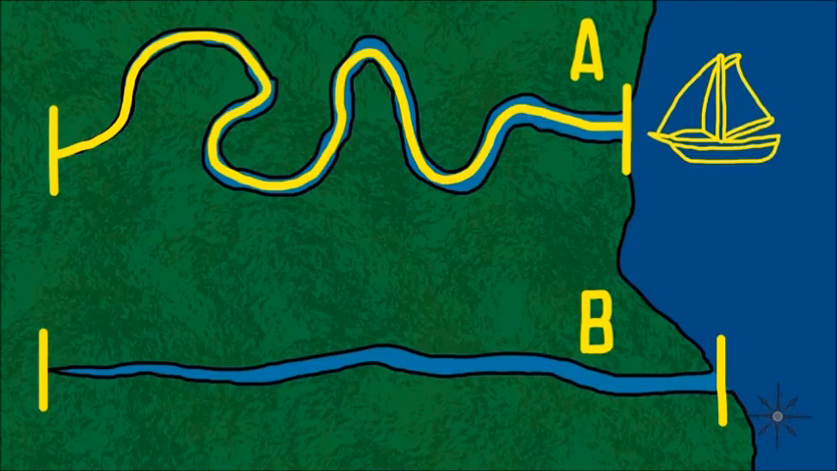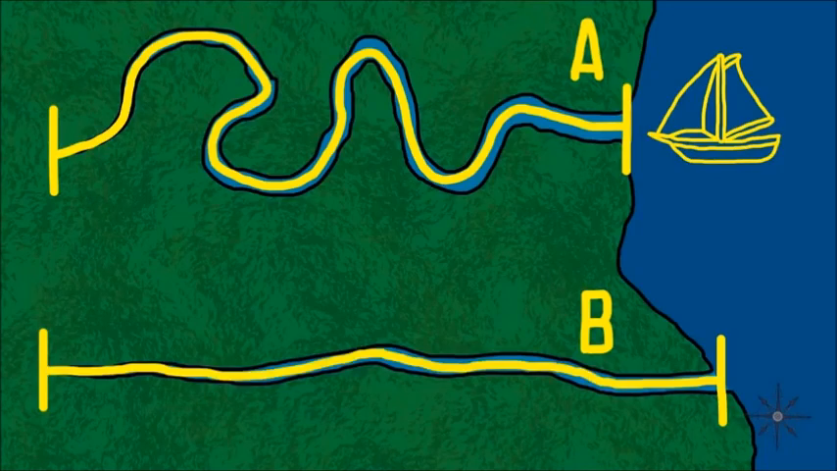It's for this reason that in most practical purposes, a river's length is defined by its path and not by the distance from beginning to end. And when measuring the length based on the path of the river, River A is clearly the longer route.